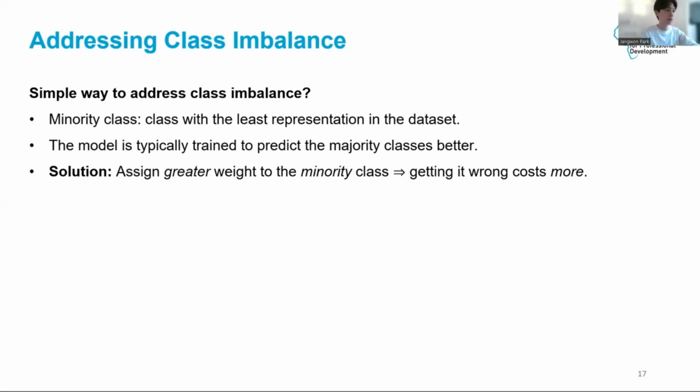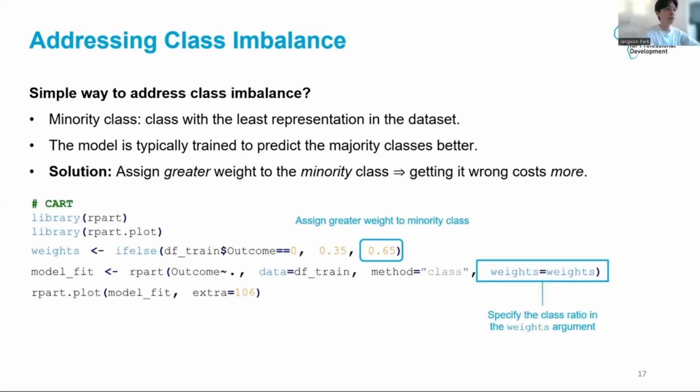In R, we can do this using the following code. In the third line, notice that if outcome is equal to 0, we are giving it a weight of 0.35, which was the ratio of class 1 data points in our data set. If the data point is class 1, it receives a weight of 0.65. So this is how we balance the two classes.